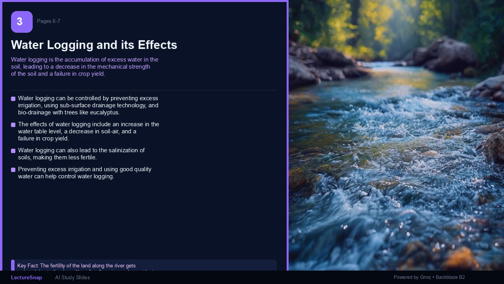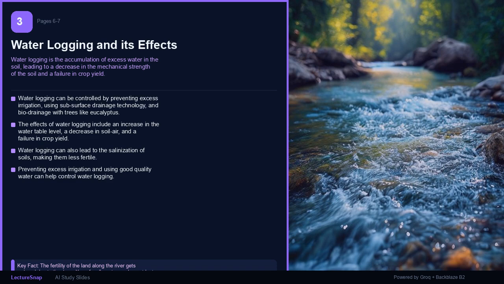Now, let's move on to another important topic: water logging. What do you think water logging is? You might have experienced it before in your own backyard or in a field where crops are growing. Water logging is the accumulation of excess water in the soil, leading to a decrease in the mechanical strength of the soil and a failure in crop yield.